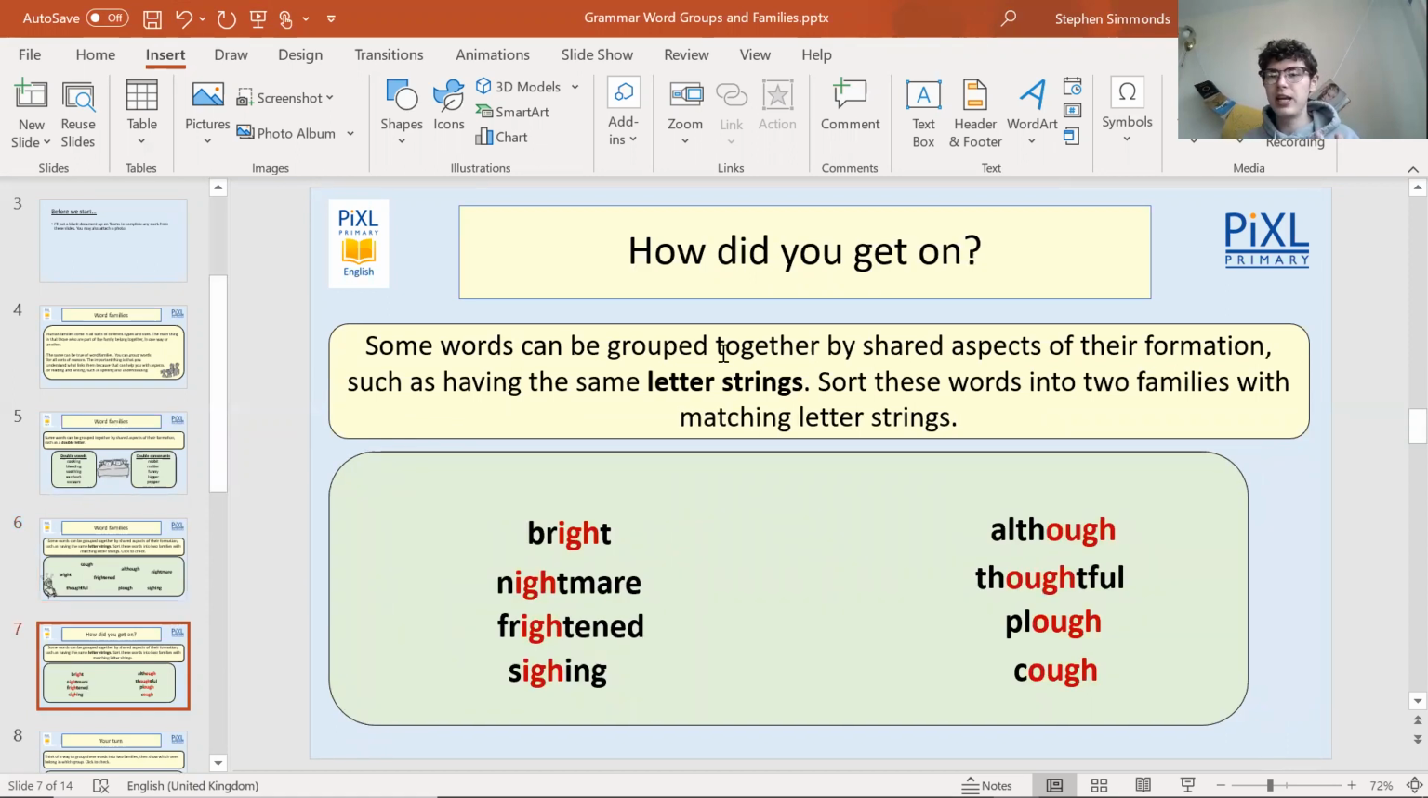These are the two that I have come up with. We've got bright, nightmare, frightened, and sighing. And then thoughtful, plow, and cough. You can see in one family, we've got the I, G, and H together, creating that I sound for bright and nightmare. And on the other side, we've got the O sound. Although to be fair, it's an ought sound when you're saying thoughtful and plow. It's a bit of a different sound, but we've got that O, U, G, and H together, so it's got the same letter strings that make up the word. So there are two word families.